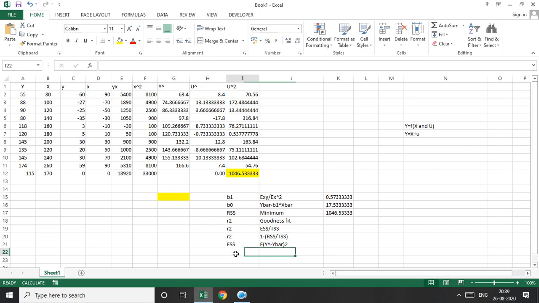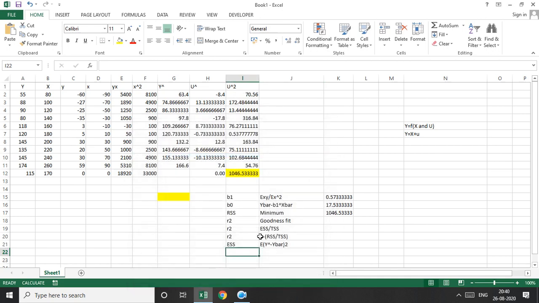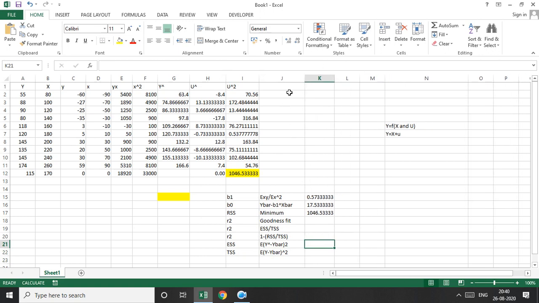Okay, then what is TSS? TSS is equal to sigma (y minus y bar) square. Okay, so let me find out the TSS first.